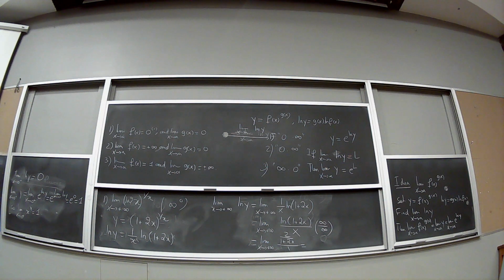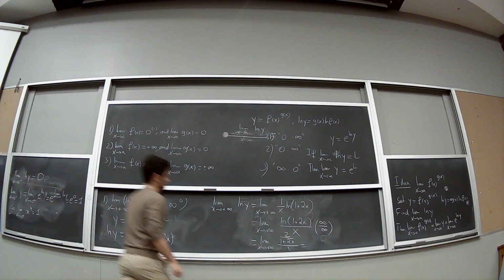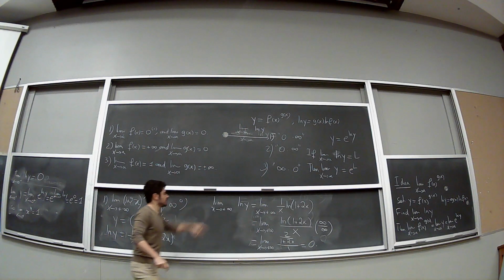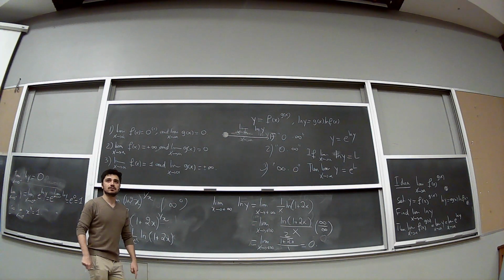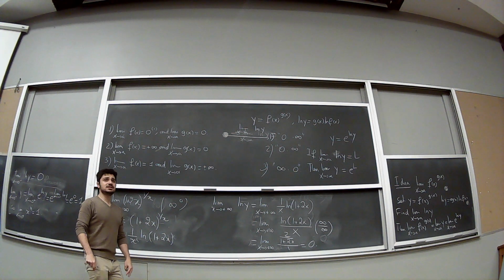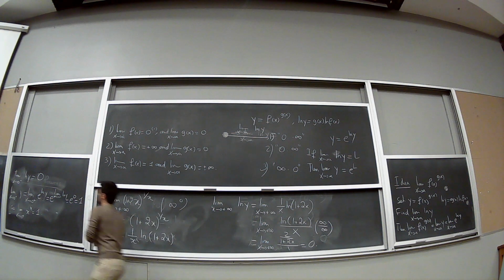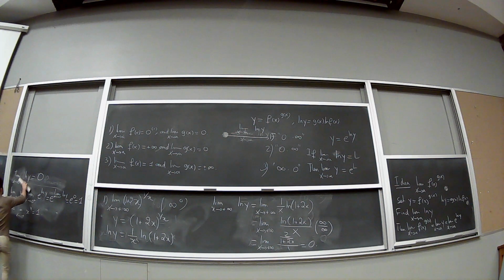The derivative of the top is 2 over 1 plus 2x, over 1. What is this limit? 2 over (1 plus 2x) over 1 as x goes to infinity. What is this? 0. The limit of ln of y as x goes to infinity is 0. What is the limit of y? Why is that? So the limit as x goes to infinity of ln of y is 0.